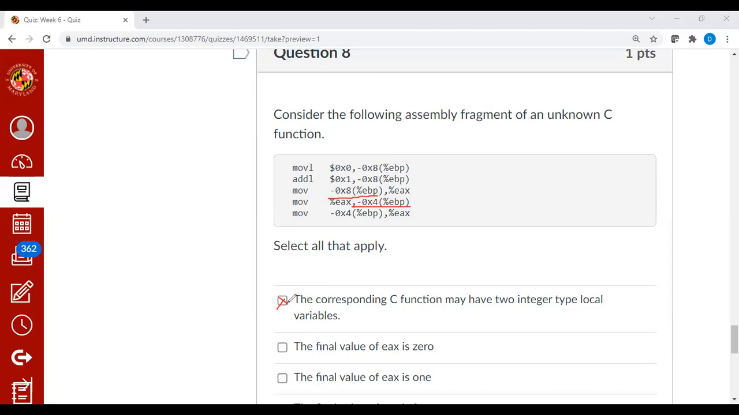So it makes sense to say there may be 2 integer type local variables. What about the final value of EAX? Let's see. EAX gets its value from EBP minus 4, which gets the value from EAX, which gets its value from EBP minus 8, which gets its value from this add. And EBP minus 8 is initialized to 0, therefore the answer is 1. So the final value of EAX is 1. I believe that's all.